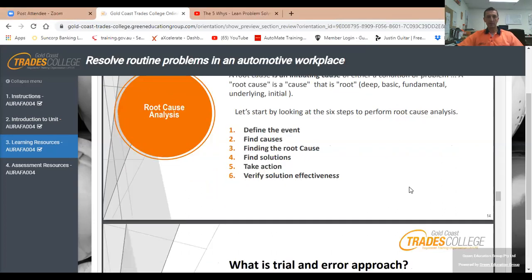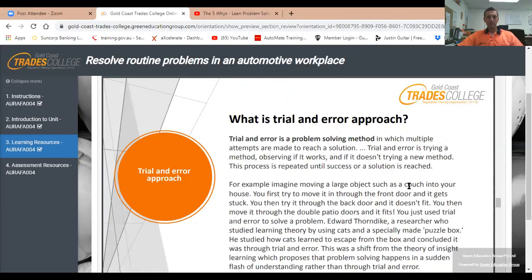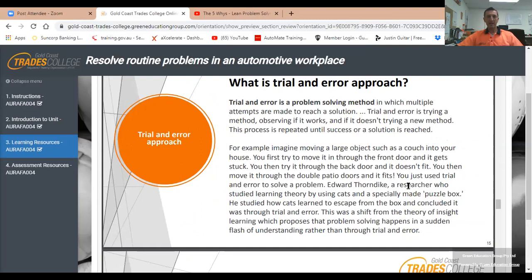Just scrolling down to the next one, what is the trial and error approach? Trial and error is a problem-solving method in which multiple attempts are made to reach a solution. So again, in its heading, trial and error is trying things, trying methods and observing if it works. If it doesn't, trying another method, trying something else. That process would then be repeated until success or a solution is reached.